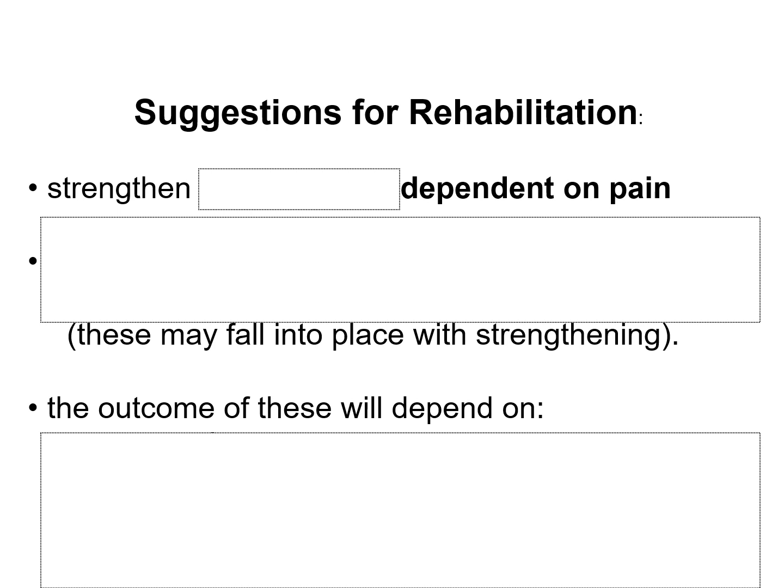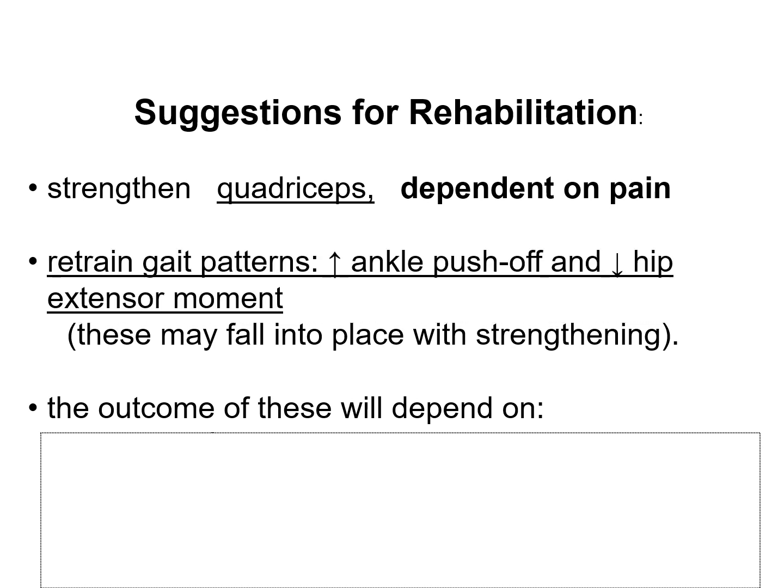Let's say that we've done the surgery, and if she's on any medication for pain, the reduced pain allows us to go through some rehabilitation measures. Our first goal would be to strengthen the quadriceps. Furthermore, when we're retraining the gait pattern, we want to increase the ankle push-off. We're increasing not only ankle strength, our plantar flexion strength, but our ankle range of motion as well. And we need to decrease that hip extensor moment. These may fall into place with the strengthening of the quadriceps.